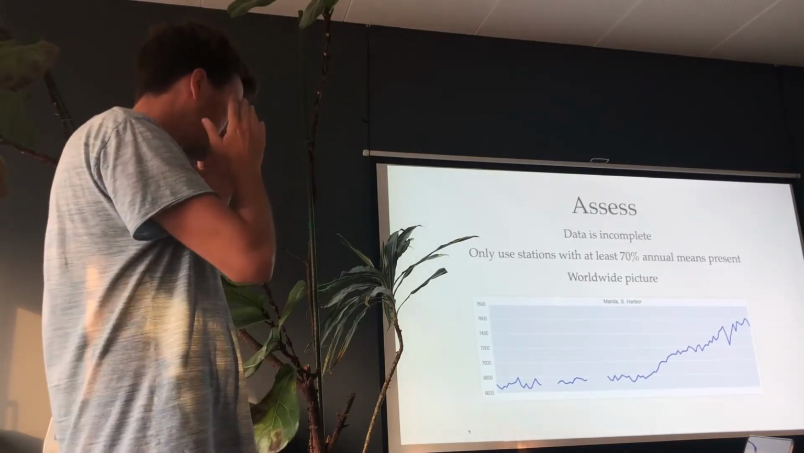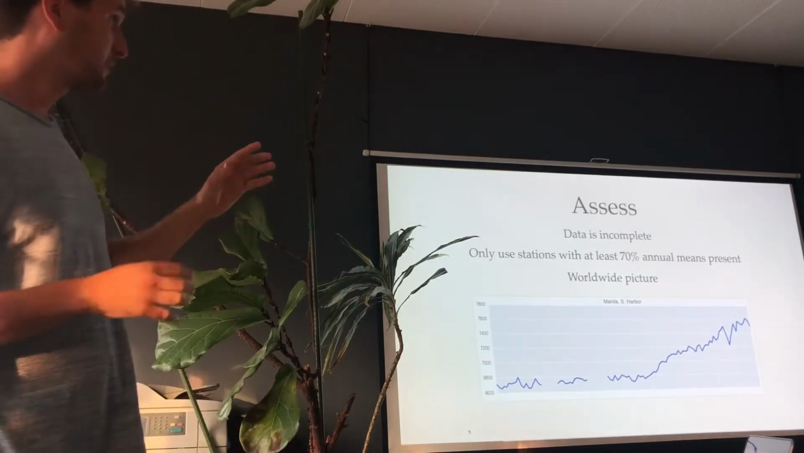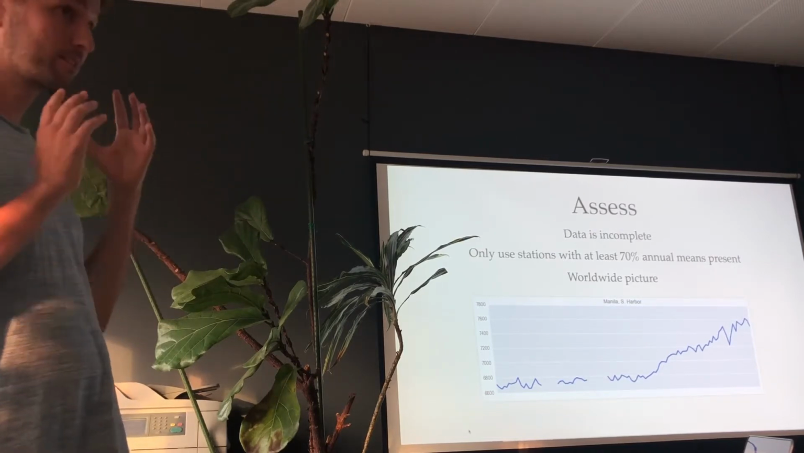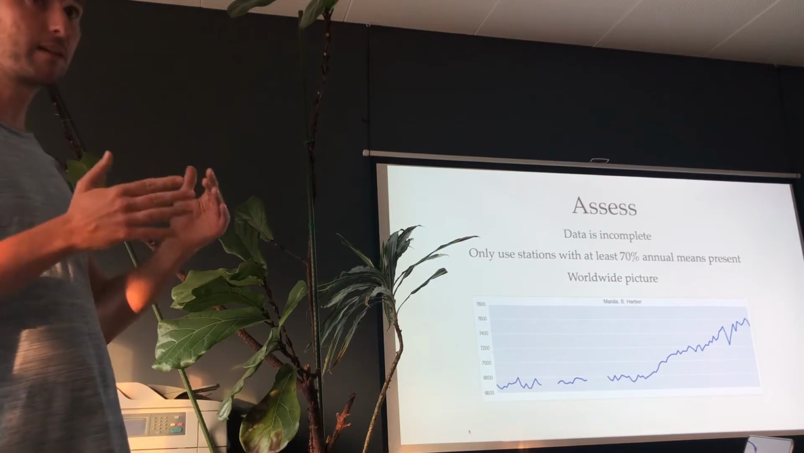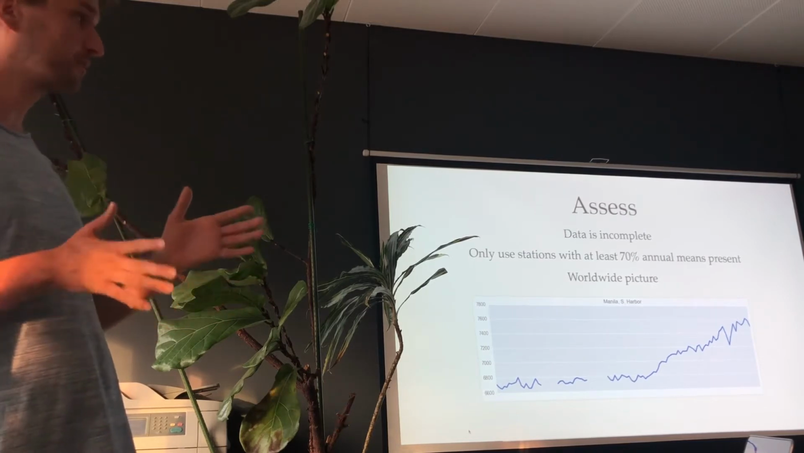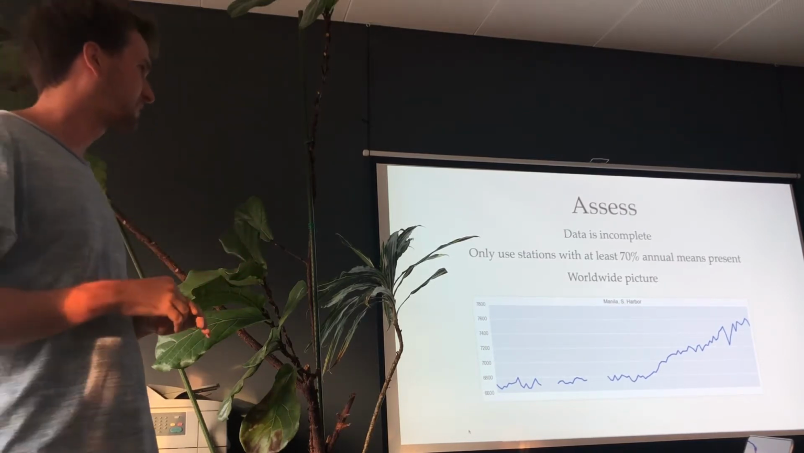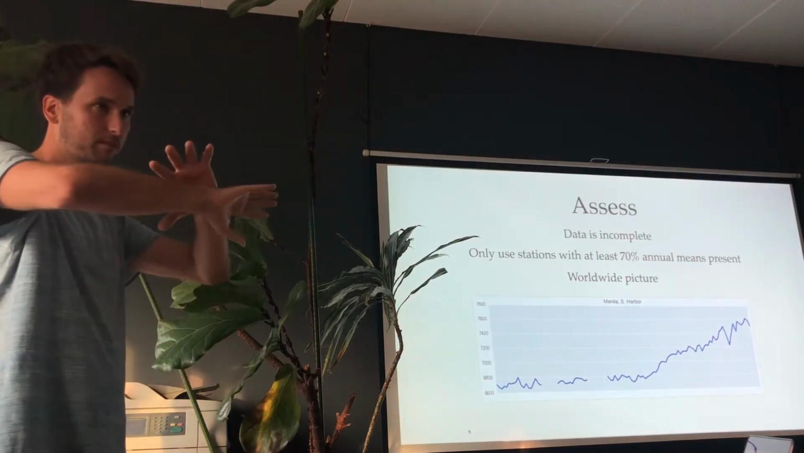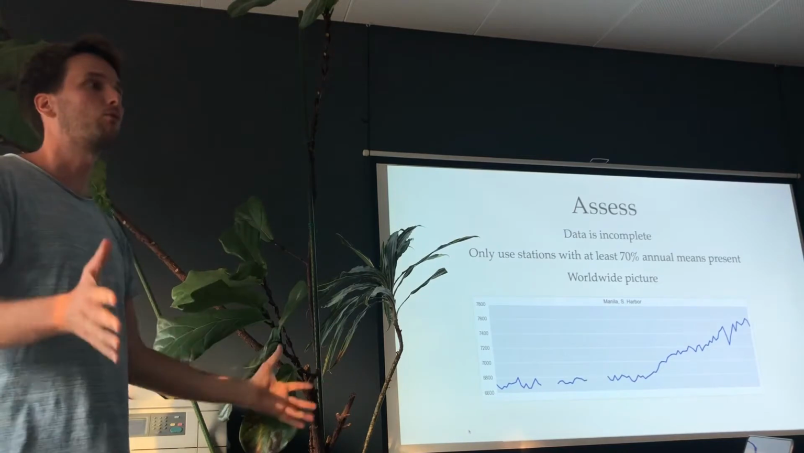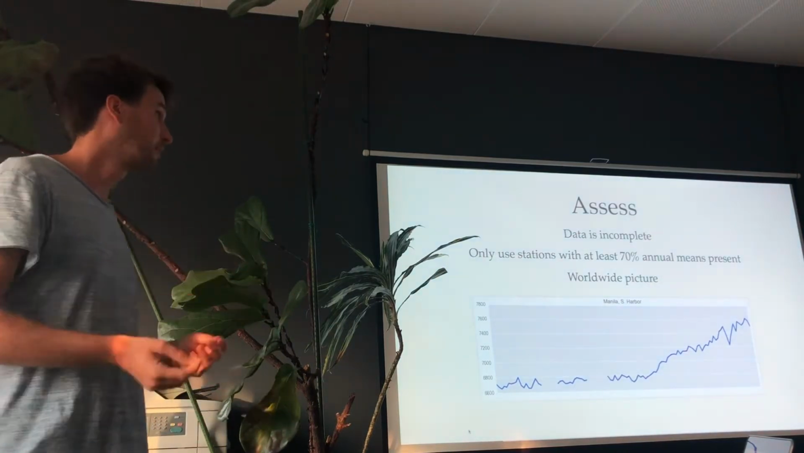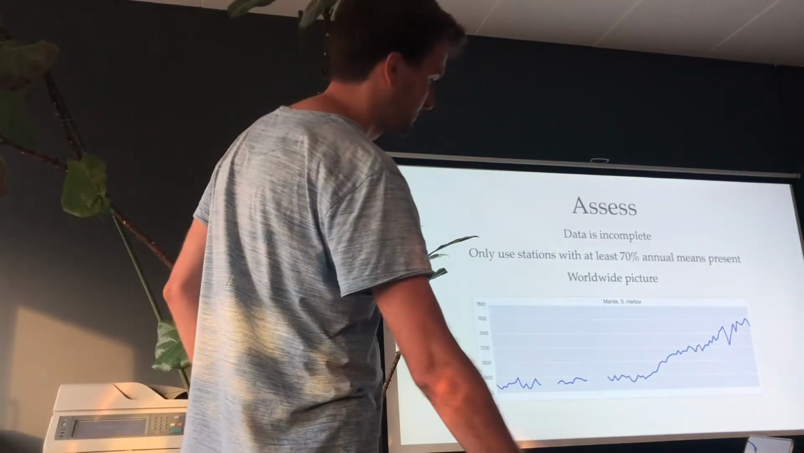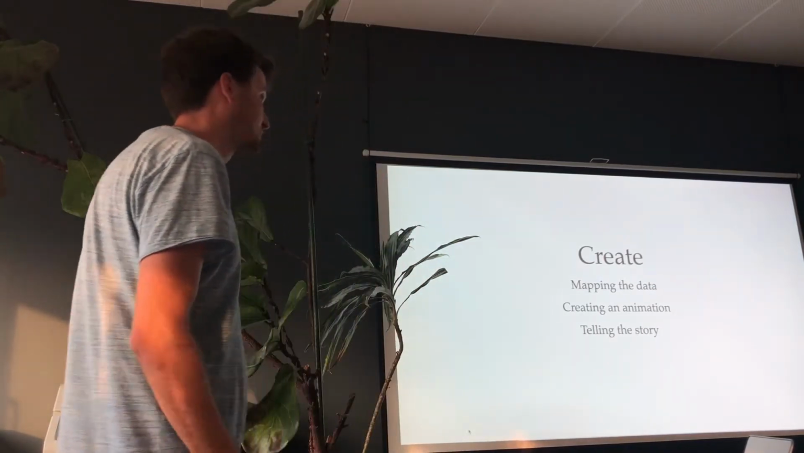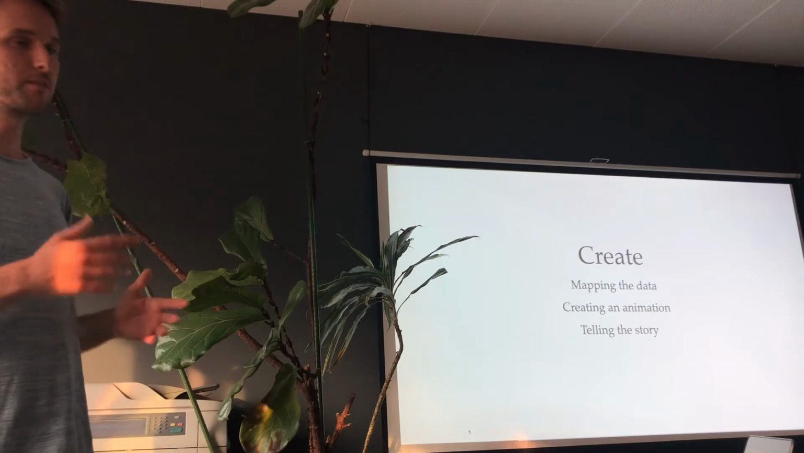So to have a good data set, we thought, okay, we take the annual means, if 70% are present, then we take the station, and also if there's no error flag on it. And like that we had a worldwide picture. We didn't go for 90%, because the aim was really to cover the whole world. So that was two things to consider. And then we started mapping it, creating an animation, and then later on also telling the story.